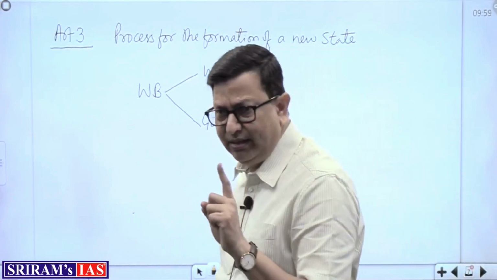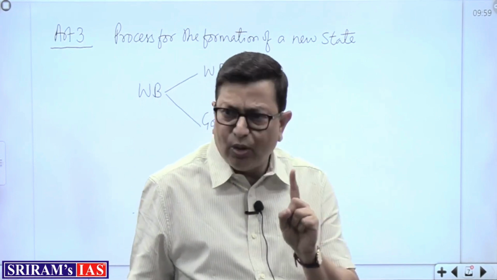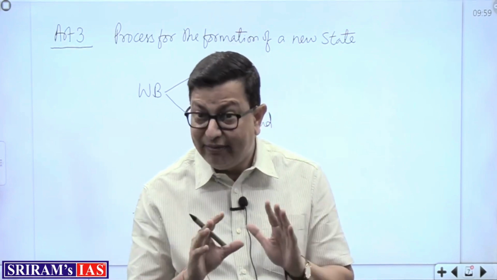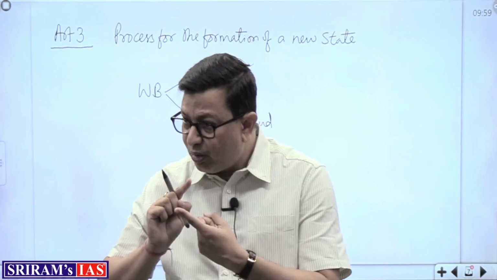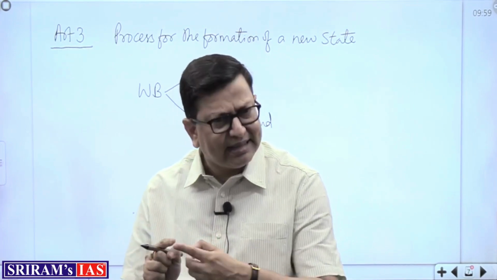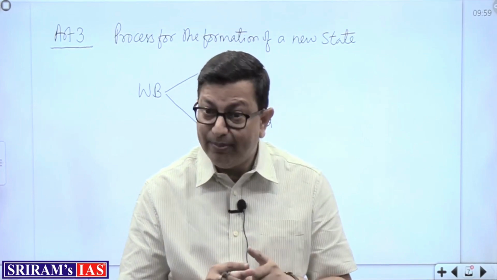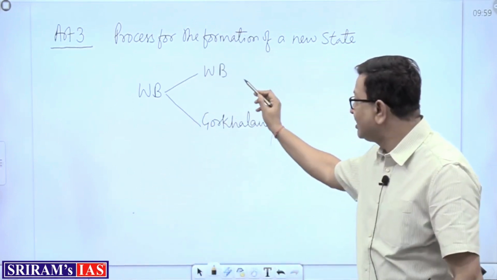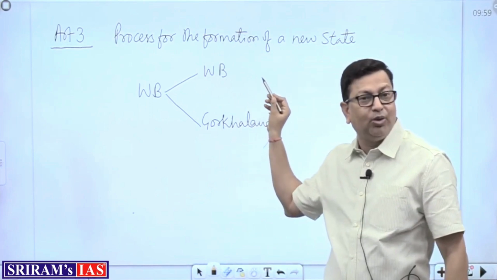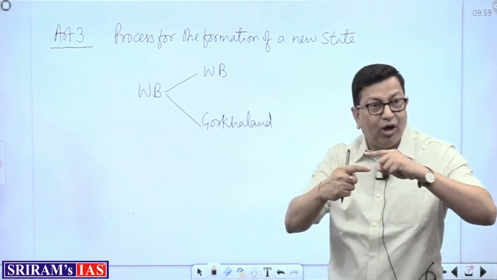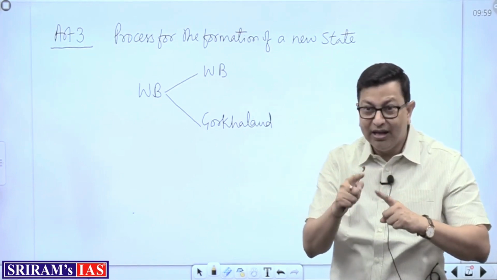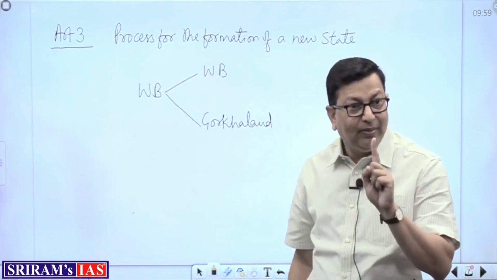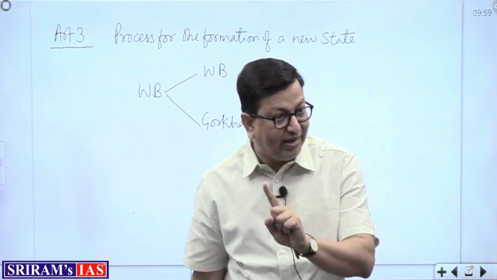First of all, the central government will decide whether Gorkhaland will be created or not. These are informal things not mentioned in the books. When the central government decides, okay, let us have Gorkhaland, then the draft of the bill will be prepared. It will be termed the West Bengal Reorganization Bill 2023, because the bill will be for the reorganization of West Bengal into West Bengal and Gorkhaland. The bill will be prepared by the Ministry of Home Affairs.